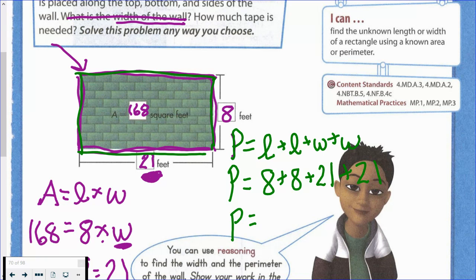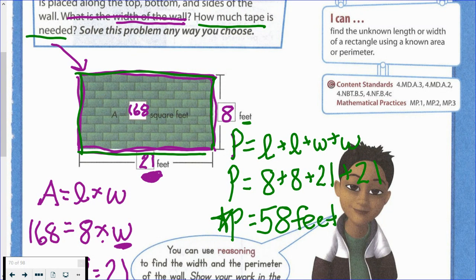Always add twice just to make sure you didn't come up with an error. And my answer was 58. Now, you're not finished. You have to label your answer. Okay, so always go back to the unit of measurement that we're talking about. In this situation, it was feet. So when the question asks how much tape is needed, we now know we need 58 feet of tape.